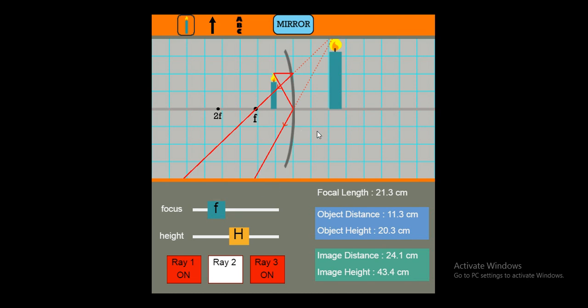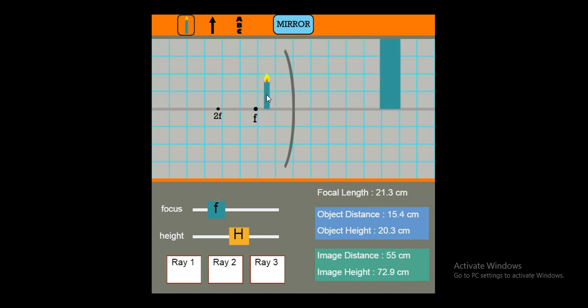Now we turn to the second type. That second type is this object, candle. We place this candle object on F, on the focal point. This one. On the focal point. This one. Pay attention to the arrowhead. This object is placed on F.